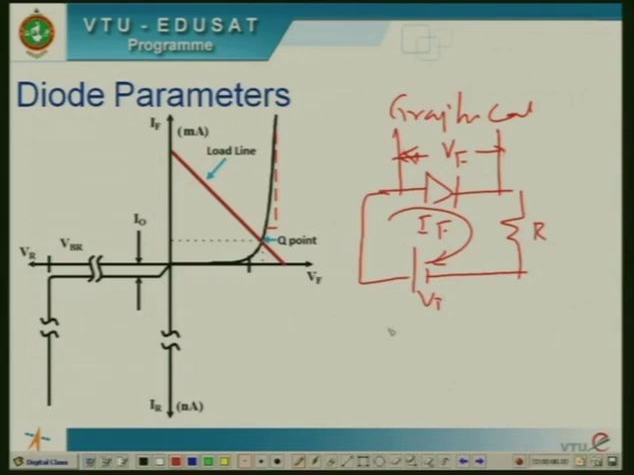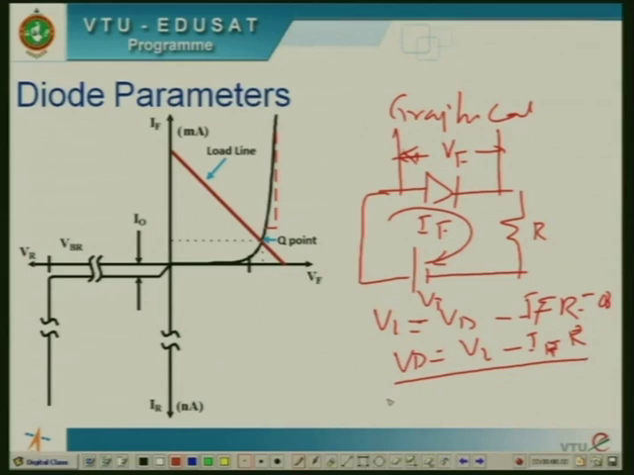Applying KVL to this input circuit, we get V_I minus V_D minus I_F times R equals 0. Solving for V_D, V_D equals V_I minus I_F times R. There are two unknowns in this equation, so you have to determine either the current flowing through the circuit or the voltage across the diode. If you assume one of the parameters, either I_F or V_D, every student will get a different answer if their assumptions are different.